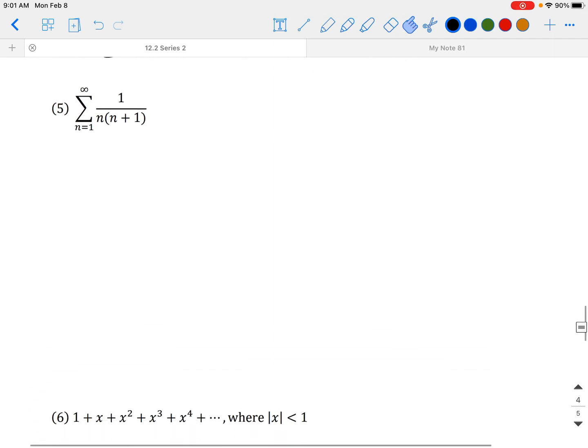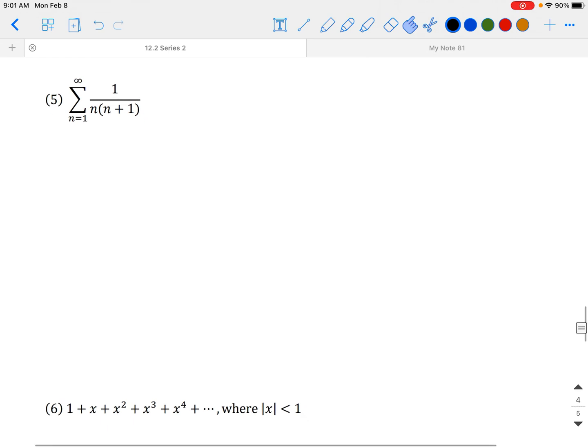Number 5 is much more interesting because, like our harmonic series, we're just taking reciprocals, but now we're taking the reciprocal of the counting numbers and then the next number multiplied together. So we got a product here. So this one is also kind of a famous series. And the way that we're going to approach this actually is by partial fractions.